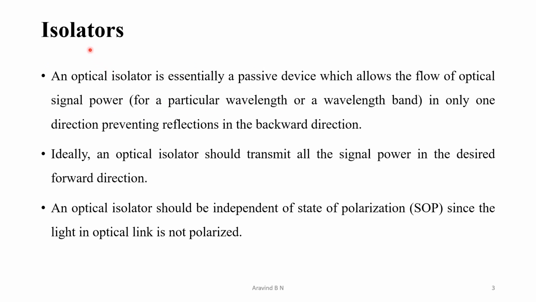Let us start with the isolators. An optical isolator is a device that allows light to pass through it in only one direction. It is important in a number of instances to prevent the scattered and reflected light from traveling in the reverse direction. Ideally, an optical isolator allows the signal power to transmit only in the forward direction.